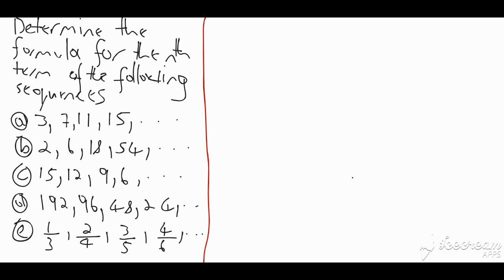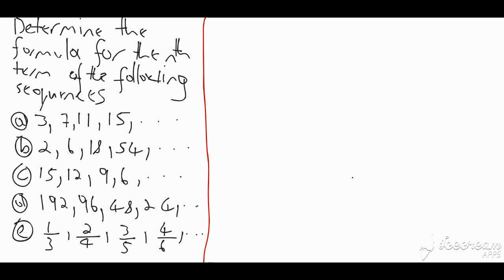In this video, we'll be looking at a typical example of a sequence question. So here we go. Determine the formula for the nth term of the following sequences. Now, when we say the formula for the nth term, what it means is that when I generate a formula for this particular sequence, when I put in 1, I should get the first term. When I put in 2, I should get the second term, and so on.